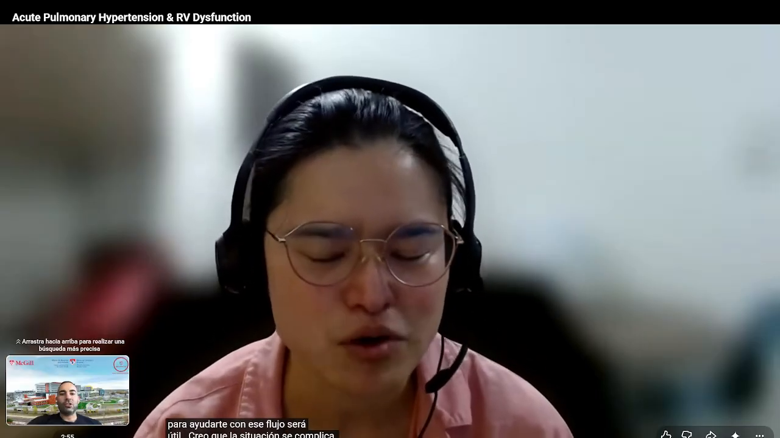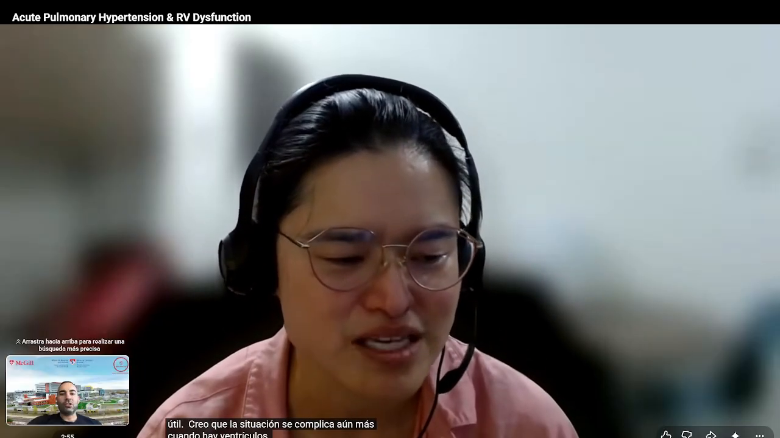helpful. I think it becomes more muddy when there are equally bad ventricles. If you have biventricular dysfunction, then it becomes very tricky. Mm-hmm. Yeah, I agree with both of you.